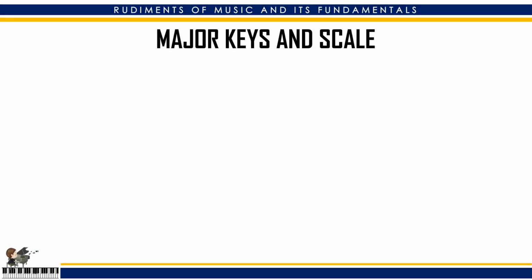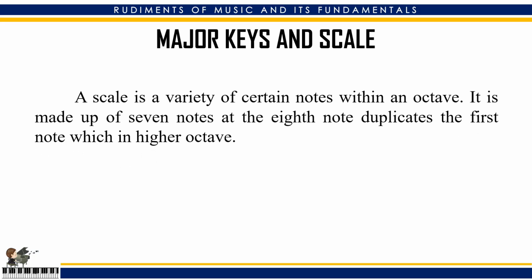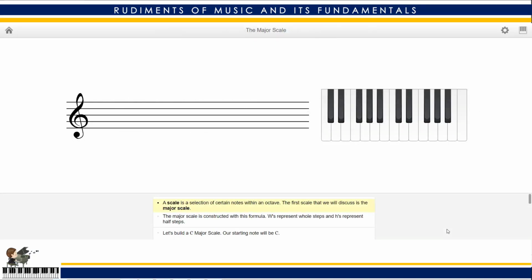Major keys and scales. A scale is a variety of certain notes within an octave. It is made up of 7 notes. The 8th note duplicates the first note, which is in a higher octave. The first scale that we will discuss is the major scale. The major scale is constructed with this formula. W's represent whole steps and H represents half steps.